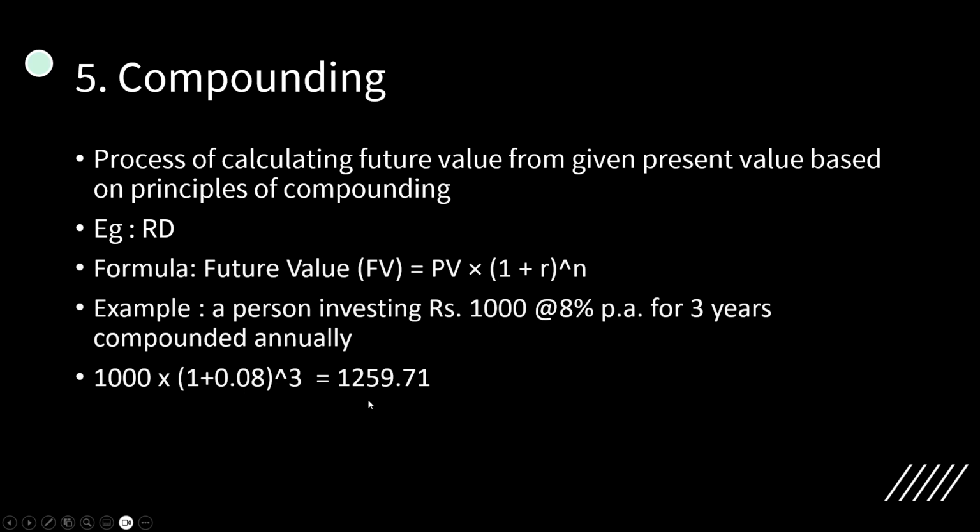So the amount that person will be getting will be 1259 rupees, that is 1260 if we round it off. So this is called compounding. If such a person had invested in simple interest, then he might be getting 1240 rupees. But due to the phenomenon of compounding, that person is getting 20 rupees extra on his investment.